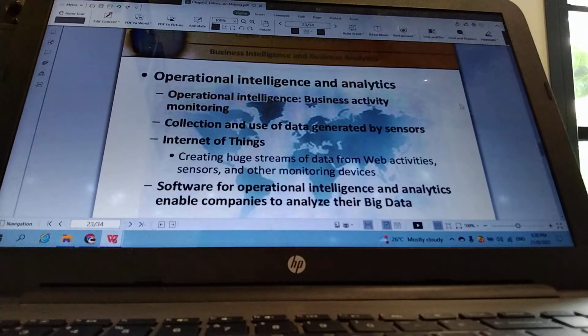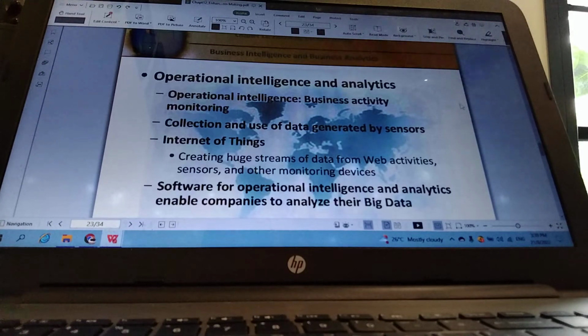Still on the same topic, business intelligence and business analytic, we're going to look at operational intelligence and analytic. What are the operational intelligence and analytic types of activities that can be performed by these tools?